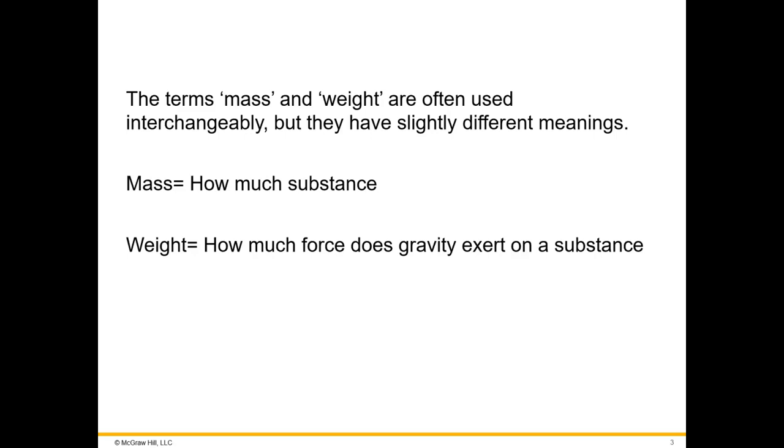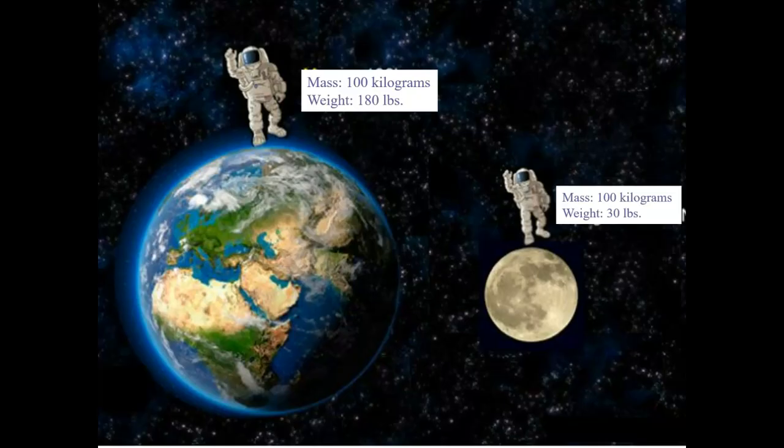And that's the reason that our mass is going to stay the same whether we are on the Earth or on the Moon, but our weight will change. So, even though we are 100 kilograms on the Earth, if we move to the Moon, we're still taking up the same amount of space, which means we still have the same mass. Weight, on the other hand, is going to change. And that's because we've changed the amount of force that gravity is exerting on our substance. So that's why somebody who is 180 pounds on Earth will weigh only about 30 pounds on the Moon.